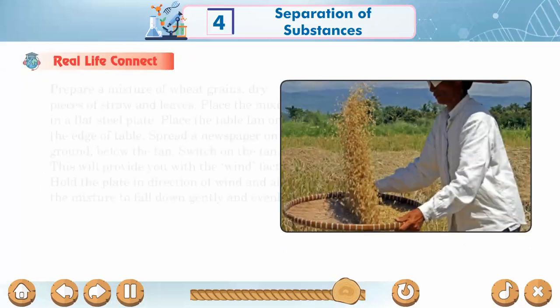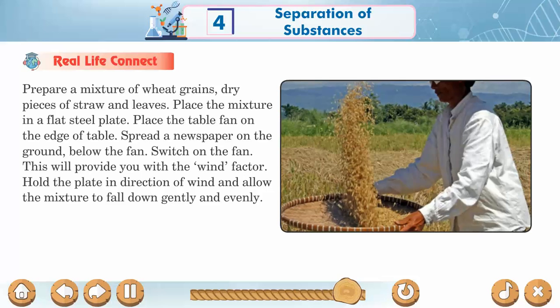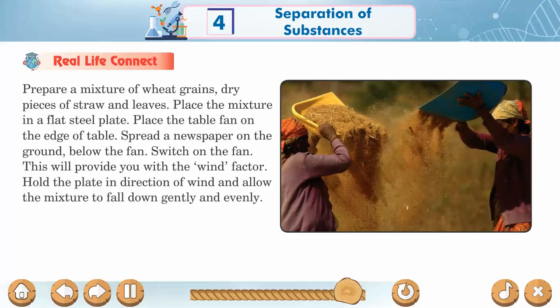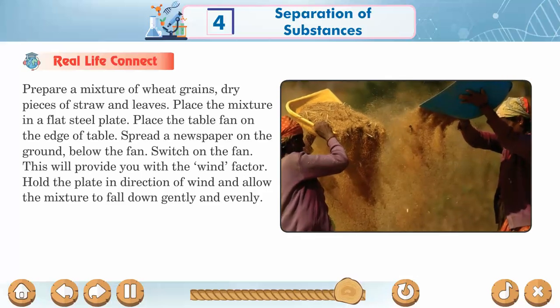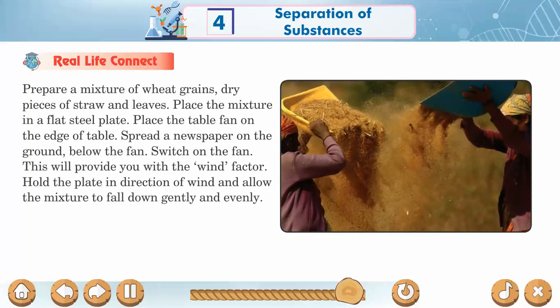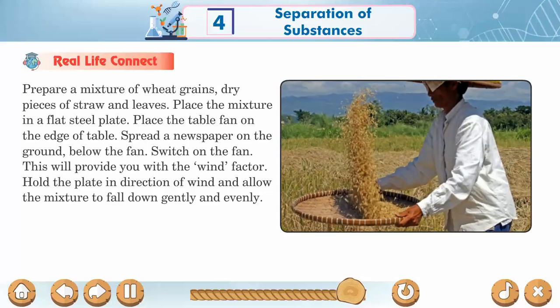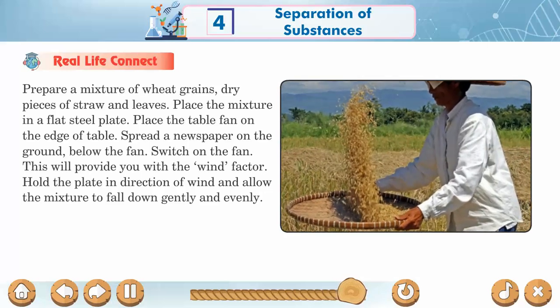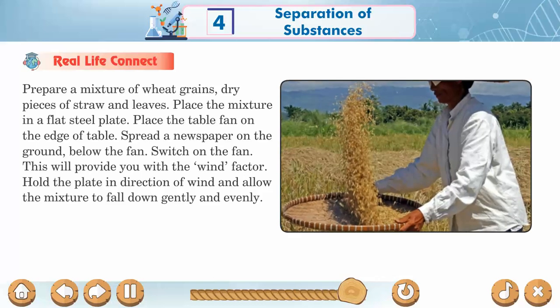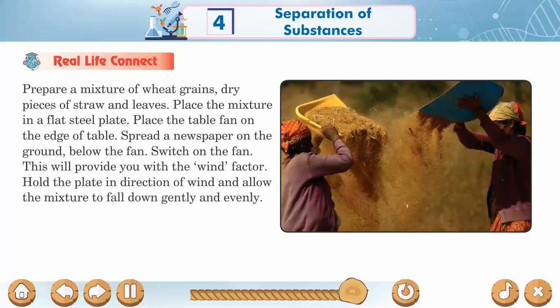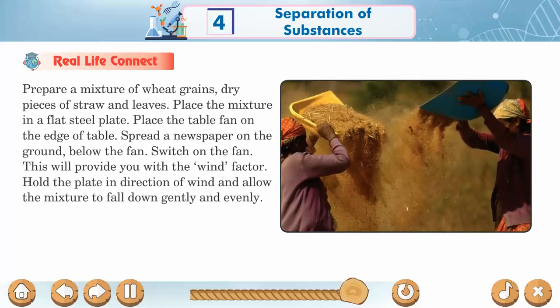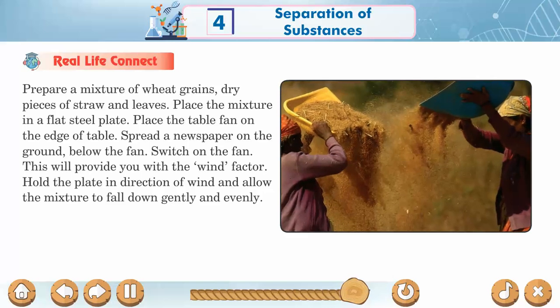Real life connect. Prepare a mixture of wheat grains, dry pieces of straw and leaves. Place the mixture on a flat steel plate. Place the table fan on the edge of the table. Spread a newspaper on the ground below the fan. Switch on the fan. This will provide you with the wind factor. Hold the plate in the direction of the wind and allow the mixture to fall down gently and evenly.